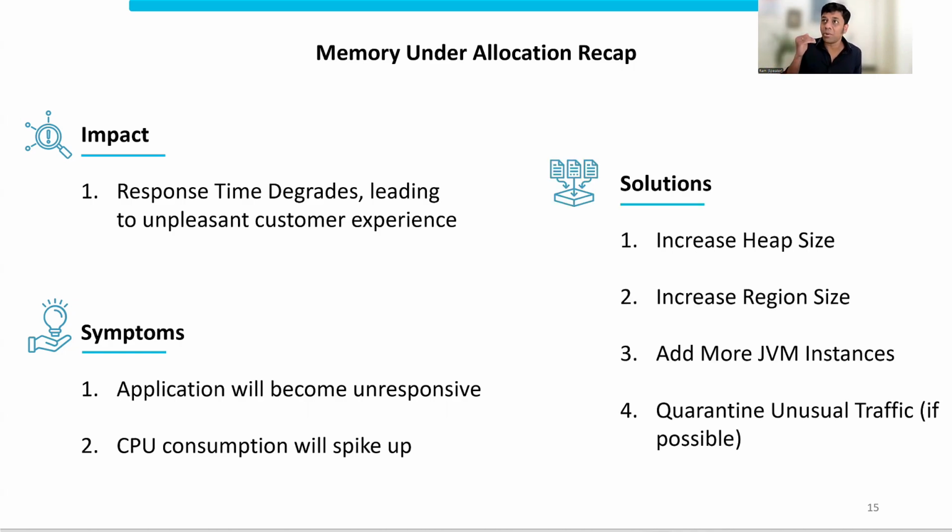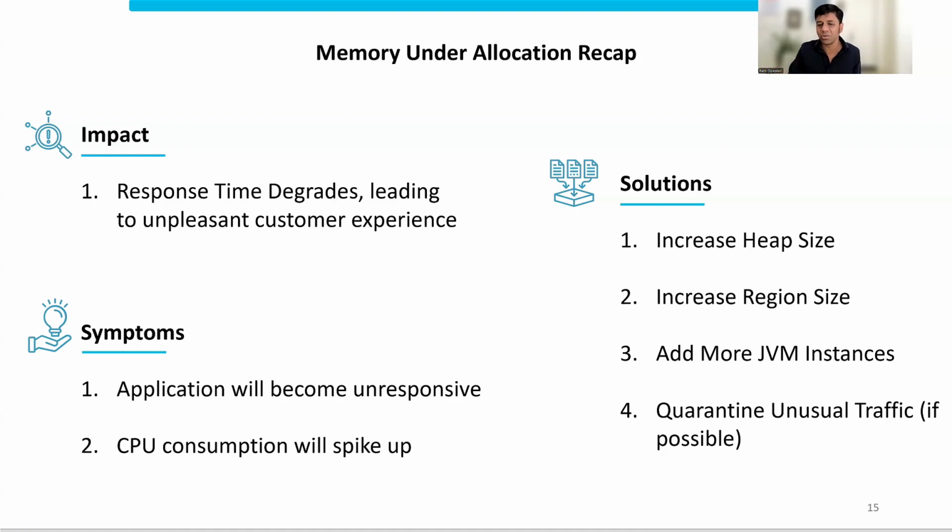So what are the potential solutions to address a memory under allocation? The obvious thing is you need to increase heap size. You need to increase your Xmx if the contention is happening in your heap. Sometimes the contention may not happen in your heap. Sometimes contention can happen in other memory regions like metaspace, threads, GC. In that case, you want to increase your region size.